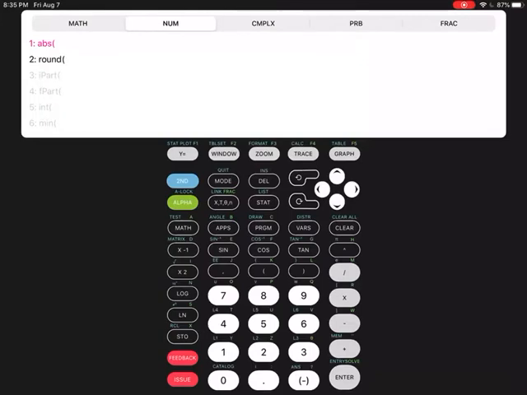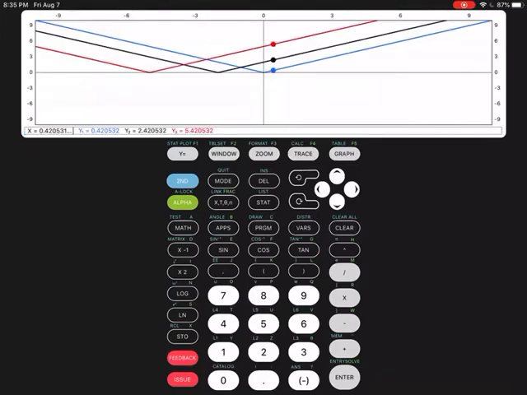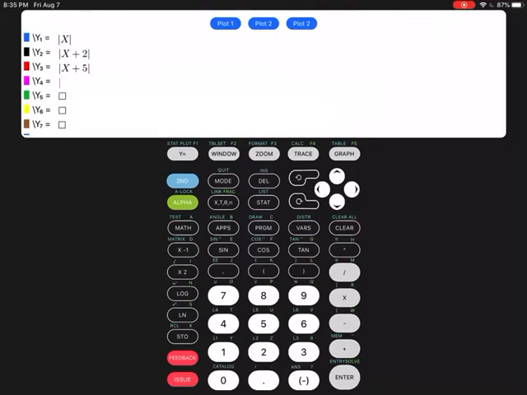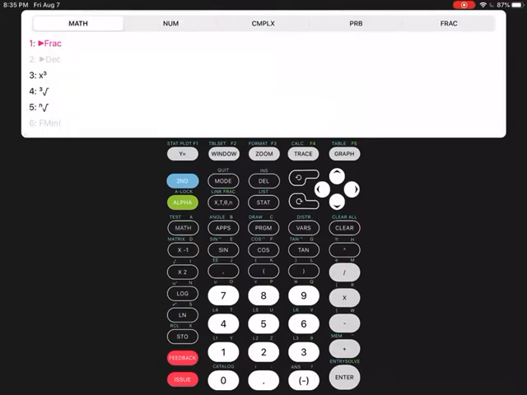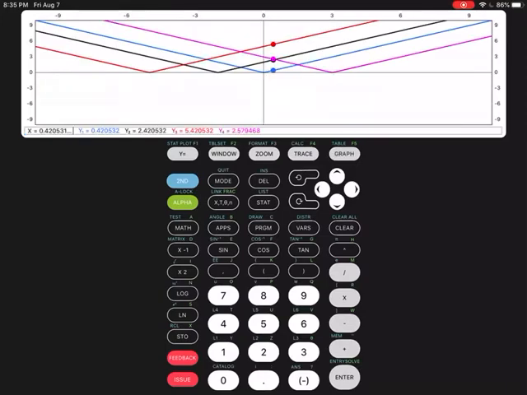Let's try the next one. So I have the absolute value of x plus 5. Let's see if it's also shifting to the left. So I look at my graph right there. Oh, yep, that's the red one. So now I shifted to the left 5. And then I wonder what happens if I have the absolute value of x minus 3. What's going to happen? And, oh, that's that pink one. And it shifted to the right 3.